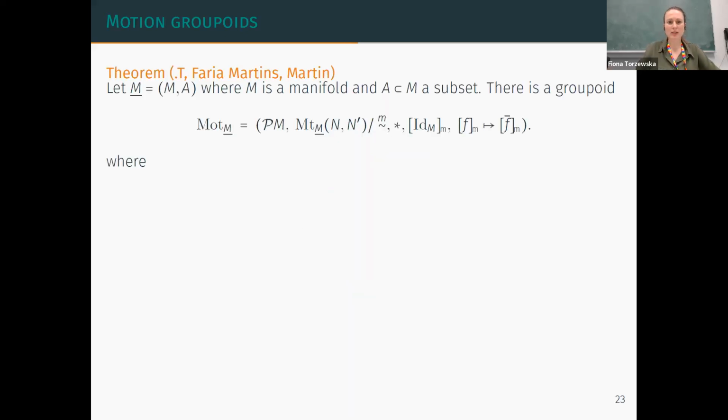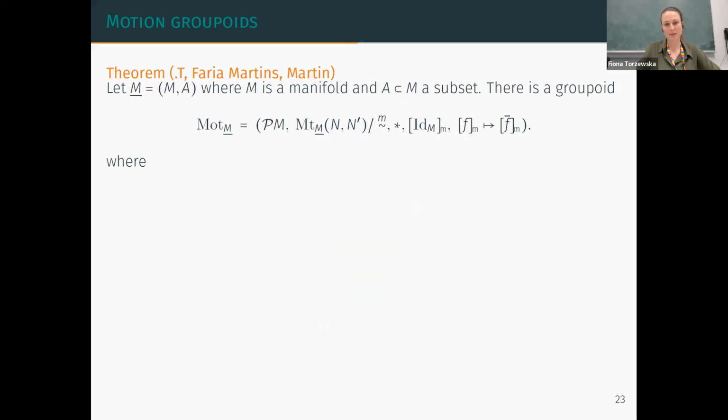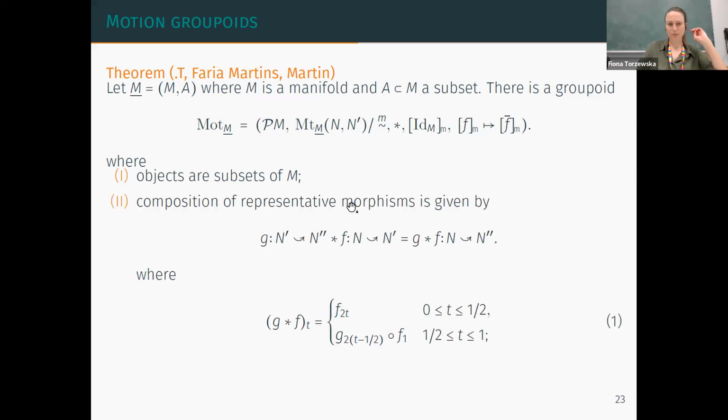We'll make the relation between braids and motions more precise in a second. And so then we showed, me together with João Faria Martins and Paul Martin, that we obtain a groupoid, which we call the motion groupoid of the pair M, A, where our objects here are just all subsets of M. So this P of M means the power set of M. Representative morphisms are motions, and then our morphisms in the groupoid are equivalence classes of motions.